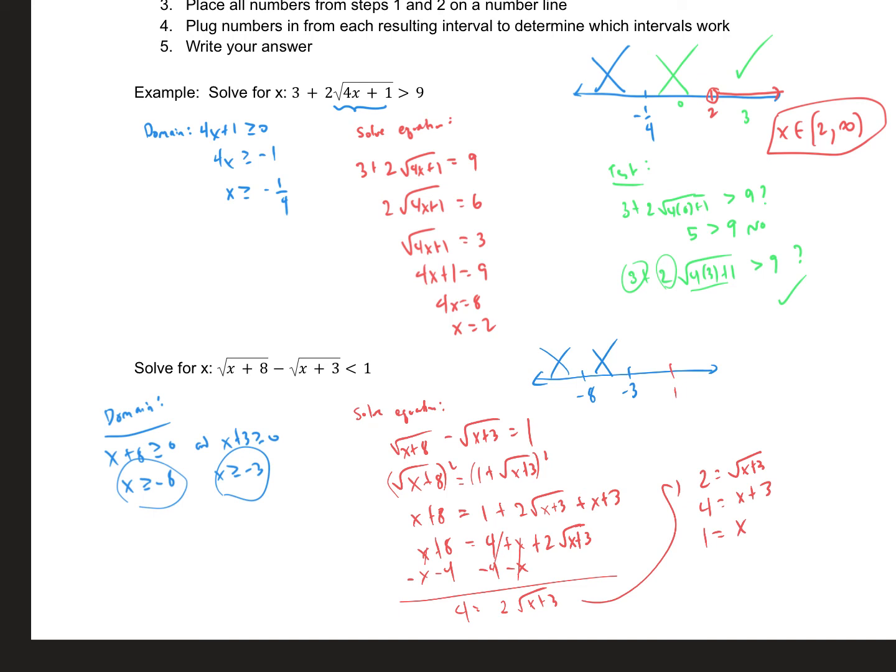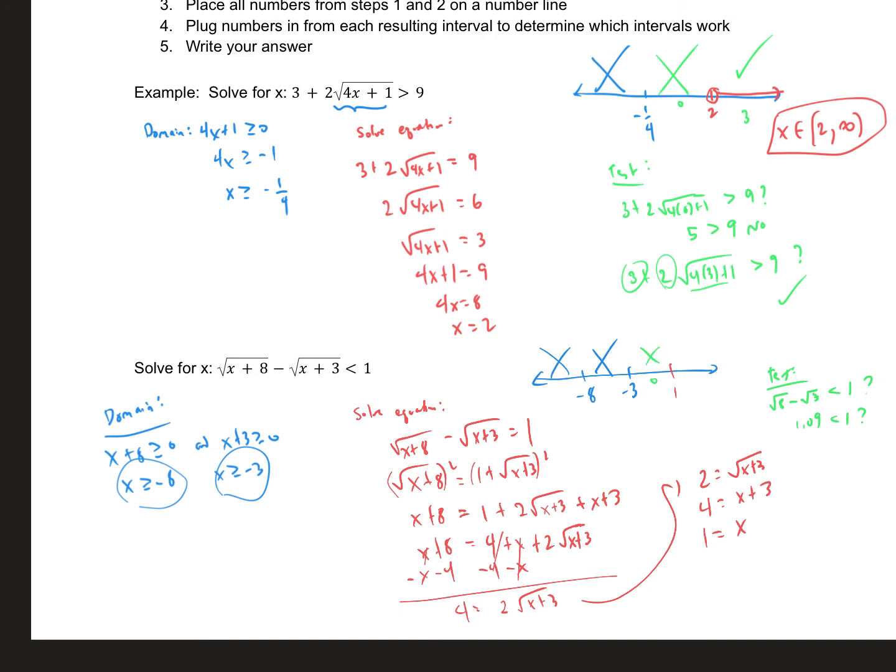Pick a number between -3 and 1. I think 0 works just fine. So I'm testing 0. Square root of 8 minus the square root of 3. And again, you can use the calculator for this. The square root of 8 is like 2.7-ish. The square root of 3 is like 1.7-ish. Actually, I think the square root of 8 is 2.8-ish. Yeah, when I do that subtraction, I get like 1.09 something, which is not less than 1.